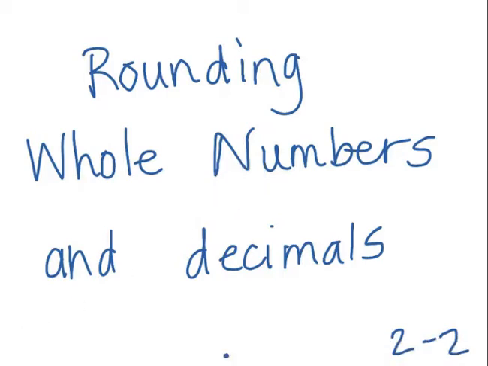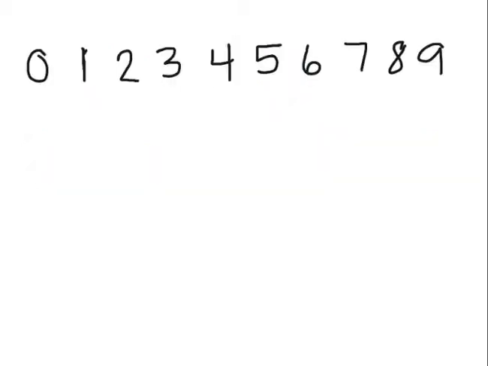Alright guys, today we're going to talk about rounding whole numbers and decimals. When I think about rounding, I just think about my simple numbers, 0, 1, 2, 3, 4, 5, 6, 7, 8, and 9. And those are going to guide me.